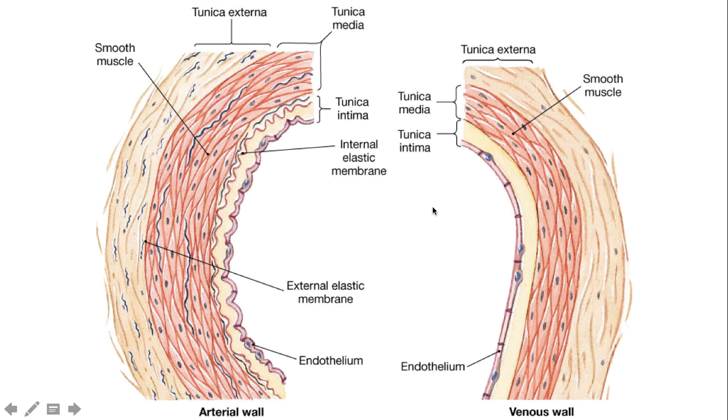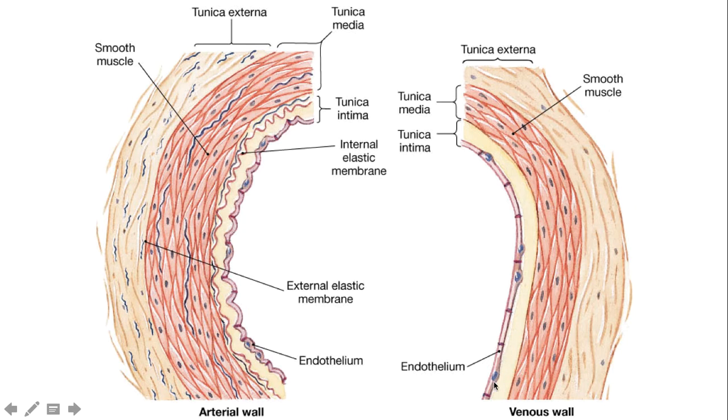So the first thing to point out about both of these is they're made up of three layers. These three layers are the tunica intima or tunica interna, the tunica media, and then the outer tunica externa. If we consider the tunica intima or tunica interna first, this is composed of a simple squamous epithelial layer, also known as the endothelium, and then a loose areolar CT layer that supports that.